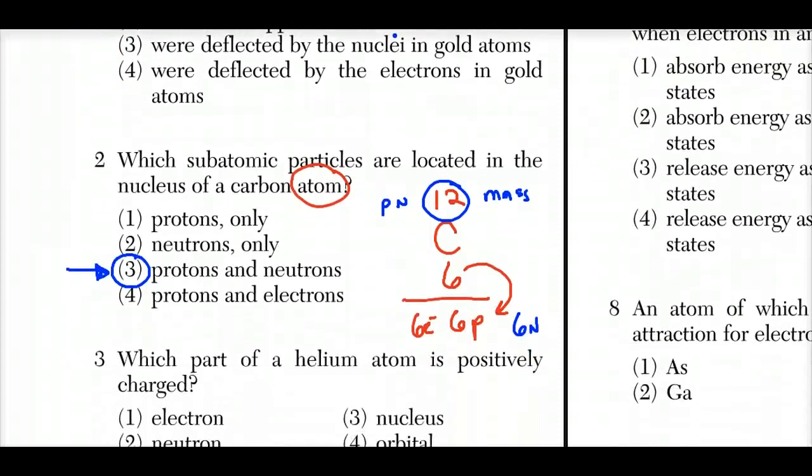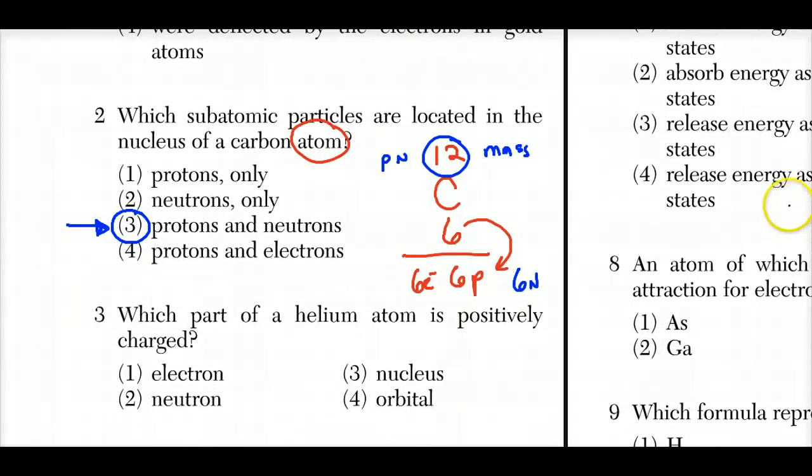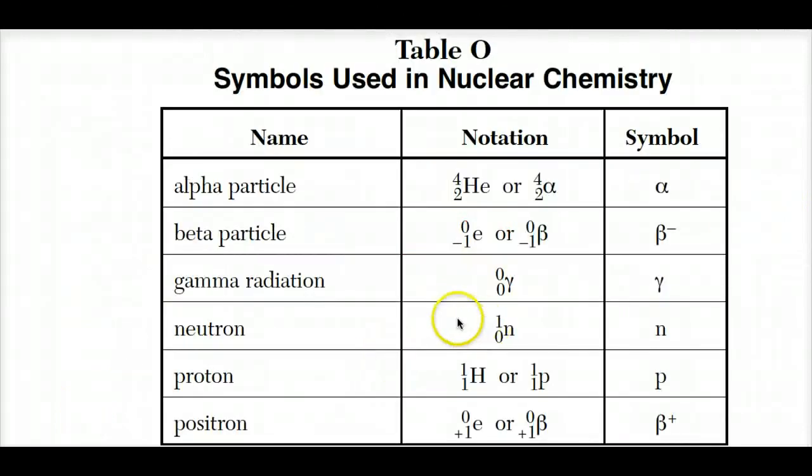And if you didn't know that they had mass, Table O can show you that. A neutron has a mass of 1, right? And a proton has a mass of 1. That's where the mass number comes into play. And the entire mass of the atom is located in the nucleus of the atom. That's why there's empty space for these alpha particles to rush through.